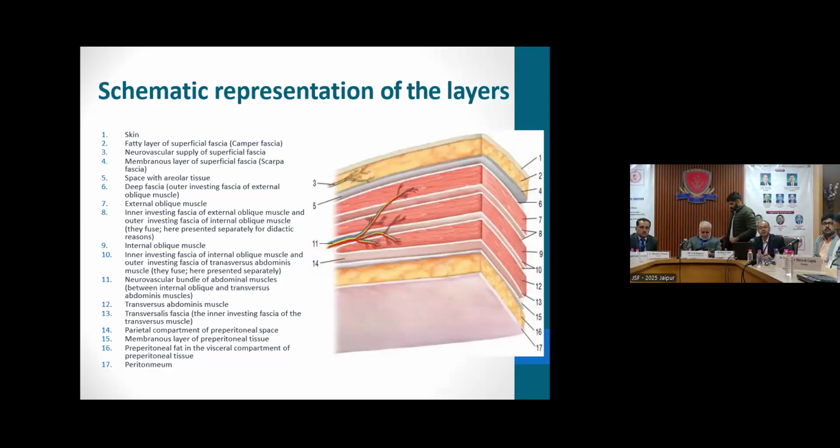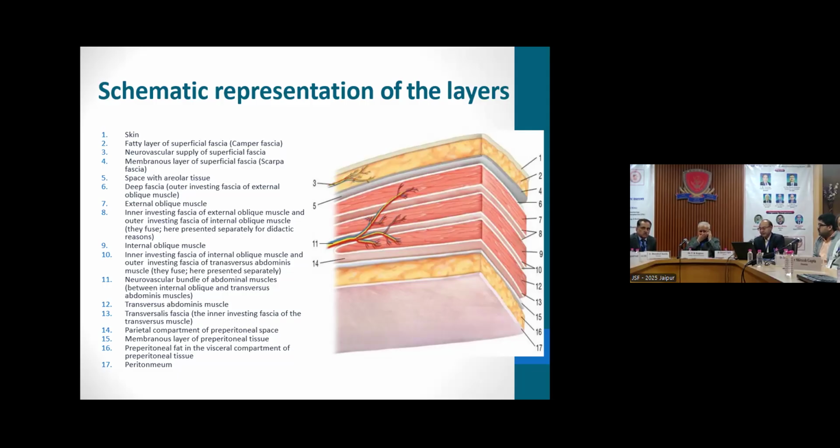Now, these are the layers of the anterior abdominal wall. If you study in detail, there are a lot of layers and each layer has its own importance, which has to be known. First of all is the skin. Then there is a superficial fatty layer, the Camper's fascia. Then there is the fascia of Scarpa, which is the membranous layer. And between these two layers lies the neurovascular supply, which is supplying the superficial part of the abdominal wall, that is the skin and the subcutaneous tissue.